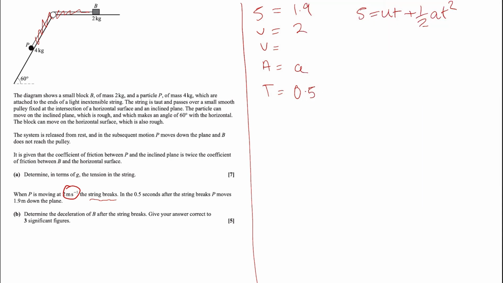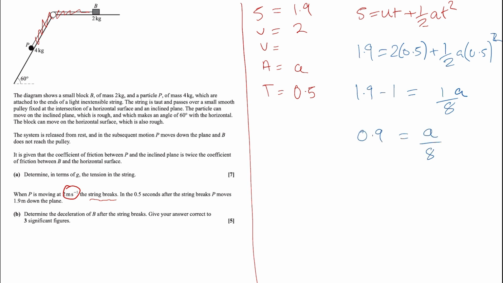Okay, so 1.9 is 2 lots of 0.5 plus a half a times 0.5 squared. So 1.9 take away 1 is, this is an eighth, because 0.5 squared is a quarter, times a half is an eighth. So 0.9 equals a over 8, and so a is 7.2 meters per second squared. Right, this is good. So what do we need now?